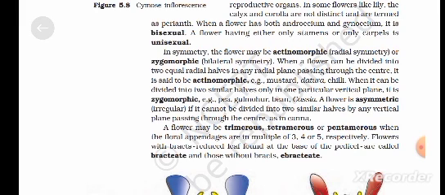A flower may be trimerous, tetramerous, pentamerous when the floral appendages are in multiples of 3, 4 or 5 respectively. Flowers with bracts, reduced leaves found at the base of the pedicel, are called bracteate, and those without bracts ebracteate.